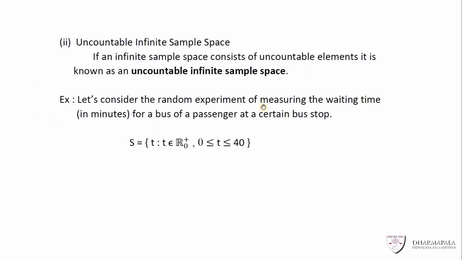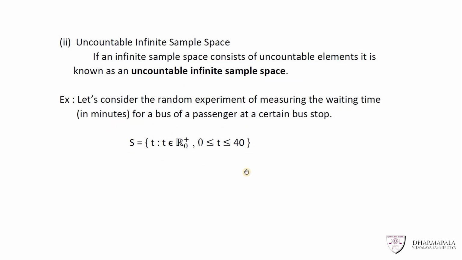Let's consider the random experiment of measuring the waiting time of a passenger for a bus at a certain bus stop. We are measuring the waiting time of a passenger until the bus arrives. We are going to measure the waiting time in minutes. It is clear we can have decimal values also in minutes, so we won't be able to represent this in discrete values. We have to use an interval, and we won't be able to count the outcomes here.